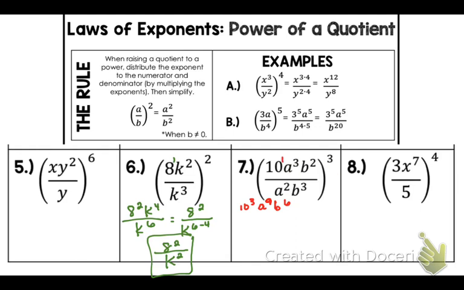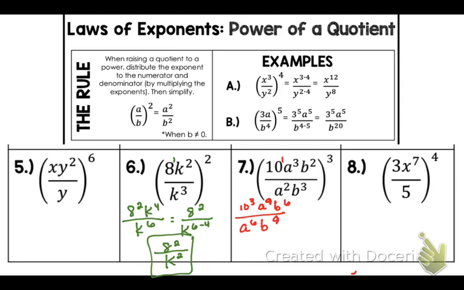Remember, this is a 1. So 1 times 3, 3 times 3, 2 times 3. And then at the bottom, I'm going to do the same thing for the denominator, a times 3 and 2 times 3 and 3 times 3. So I'm going to be left with a to the sixth power and b to the ninth power.